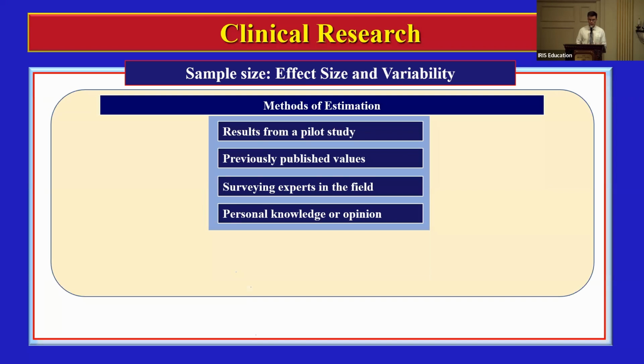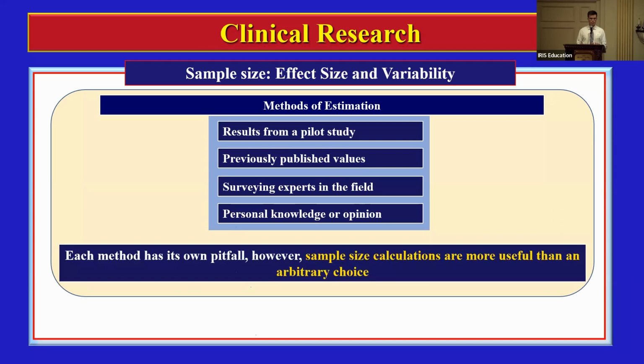But we do have some methods of estimating the effect size and variability. You may have results from a smaller pilot study available. You may be able to look in the literature and find previously published values. You may survey experts in the field to get a better idea of what that effect size and variability might be, or you may have some personal knowledge or opinion. And at the end of the day, all of these methods are subject to some pitfalls. They're not going to be perfect or exact, but performing some sample size calculation is always a better choice than just making a random arbitrary choice.